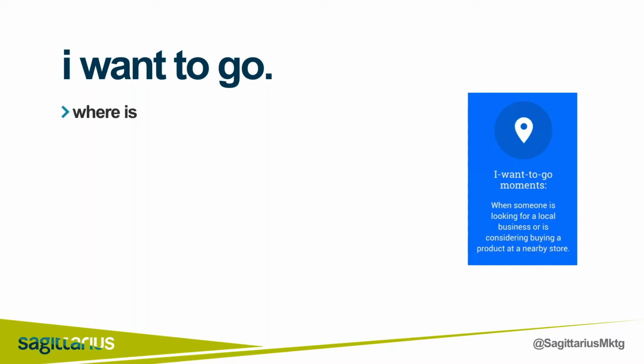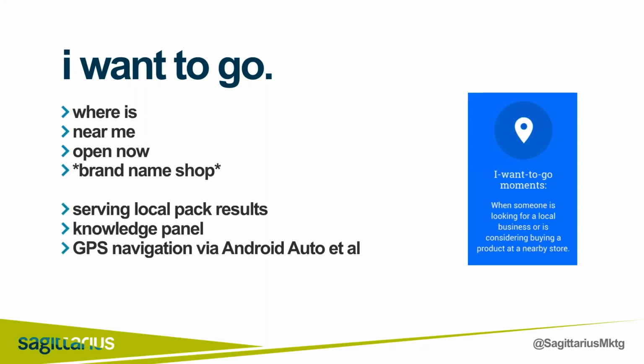So this could also include "where is" searches, "near me", which is a modifier that people have used a lot in the past, but now isn't always as relevant because Google actually knows, as we'll see in a moment, that you're searching for something that is localized and you don't need to add that. It could be "open now". You could be looking to go somewhere straight away. It could be a brand name shop to find out what something is. And this could end up serving local pack results, which we'll look at in a second.